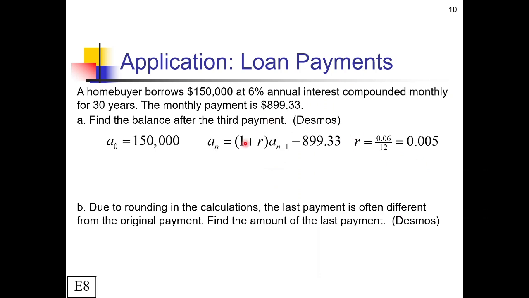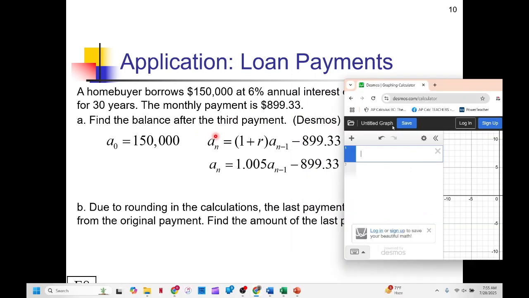So plugging that back in, this is then going to be 1.005 times a sub n minus 1 minus 899.3. So this is our recursive equation. We're going to use this with our base case now in Desmos, the graphing version, to figure out the balance after the third payment. So let's go back to Desmos.